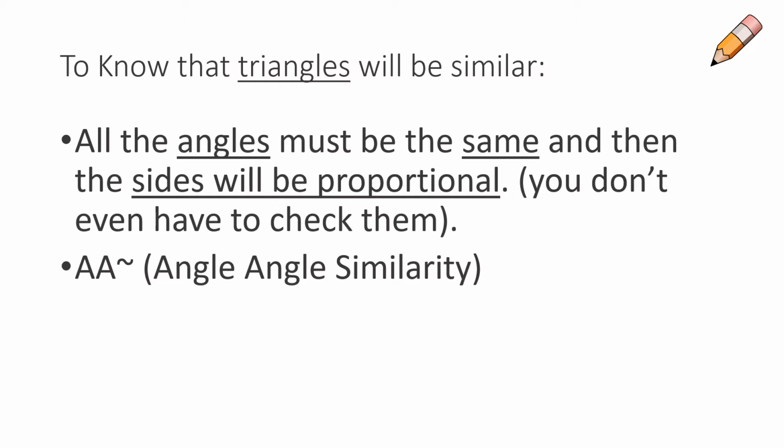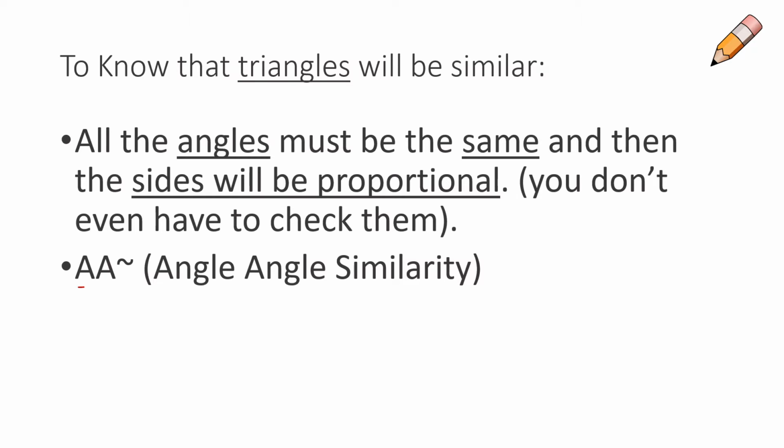So to know that triangles will be similar, we need to know that all the angles must be the same. If you know that all the angles are the same, then the sides will be proportional, you don't even have to check them. So if all of the angles are the same, then we know for a fact that the sides will be proportional. So you won't even have to use any of your ratio skills or proportion skills to make sure that they're proportional. We would already know that.